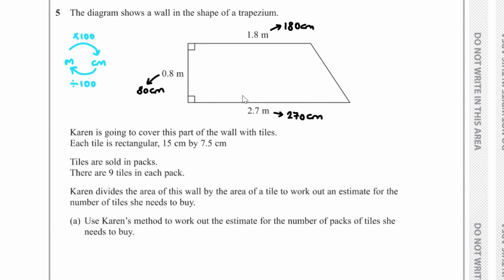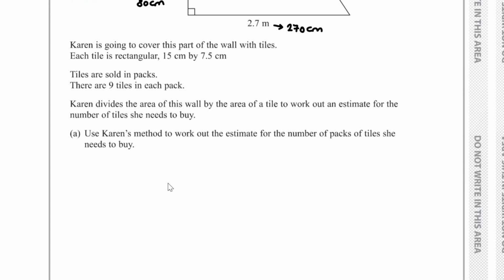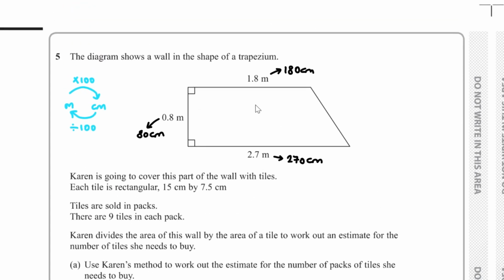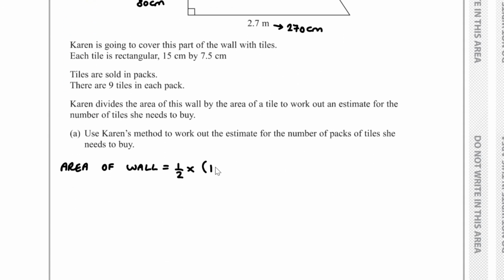And because we have a trapezium, that's quite easy to work out. So the area of the wall, that's equal to, if we work this out, 1/2 multiplied by the sum of the two parallel sides, so we've got 180 plus 270. And then we multiply this by the height, which is 80. So if we work this out, we get 18,000 centimeters squared. We can now find out the area of the tile, which will help us work out the number of tiles needed.